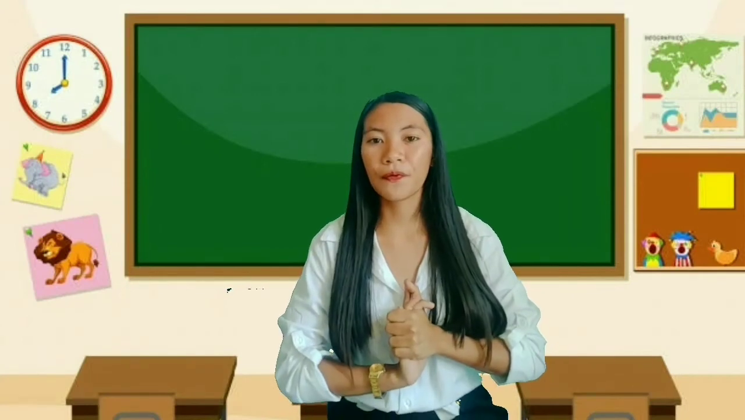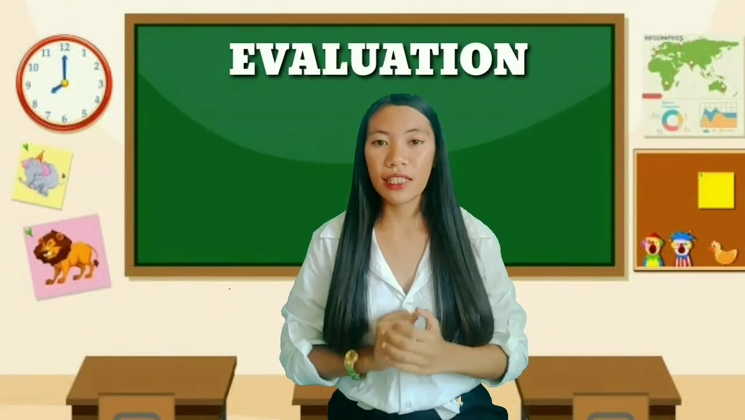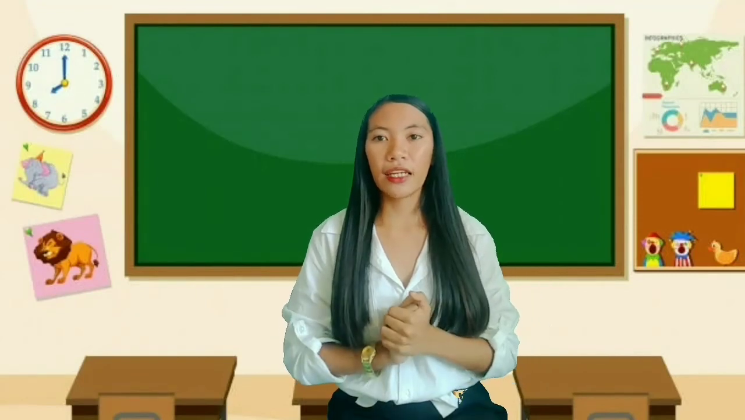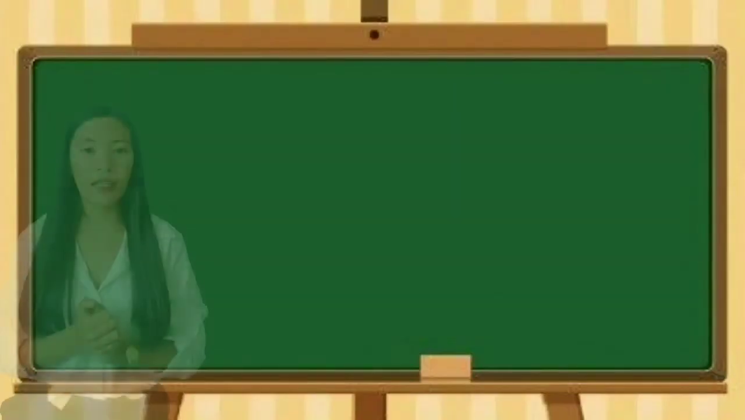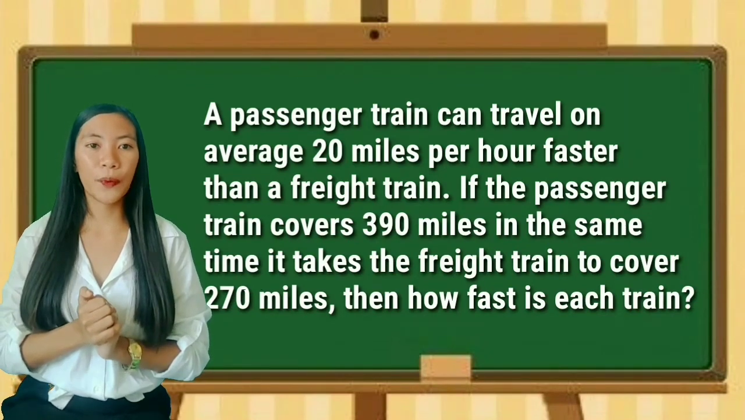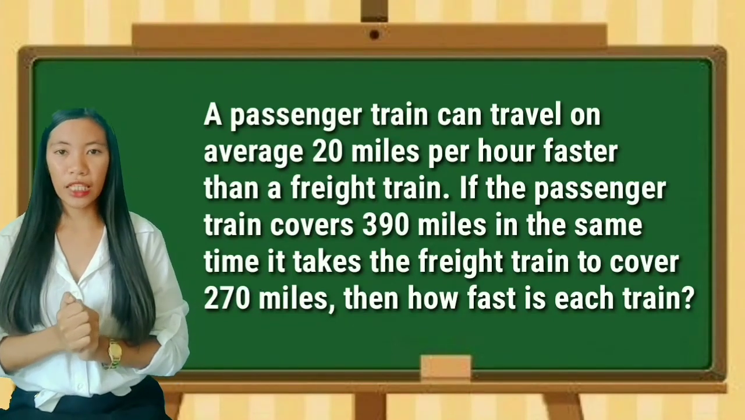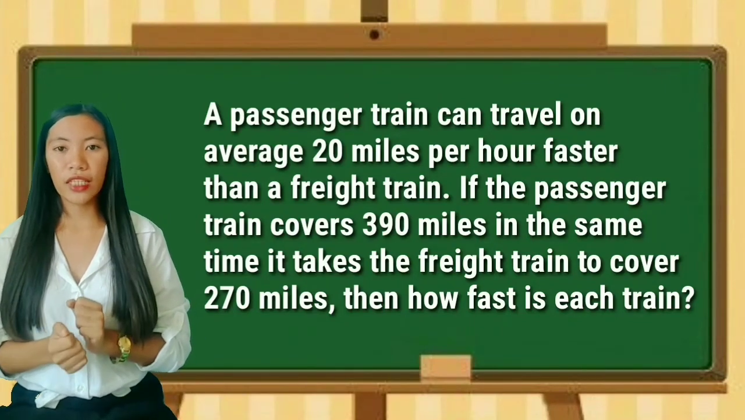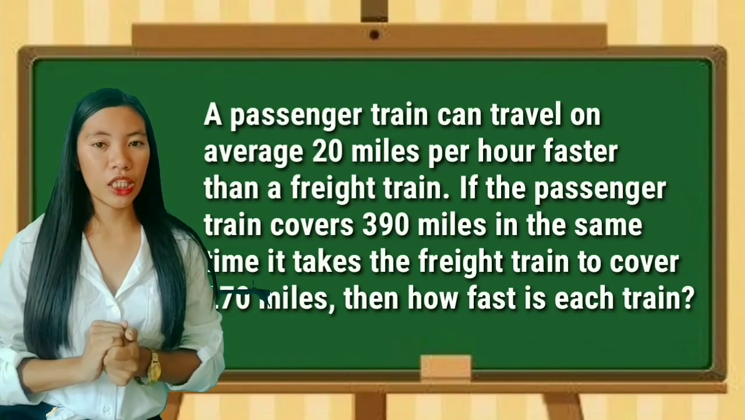Okay, time's up. Now, let's proceed to our evaluation. This activity serves as your attendance. Okay? So, Activity 3, named How Fast Am I? A passenger train can travel on average 20 miles per hour faster than a freight train. If the passenger train covers 390 miles in the same time it takes the freight train to cover 270 miles, then how fast is each train?